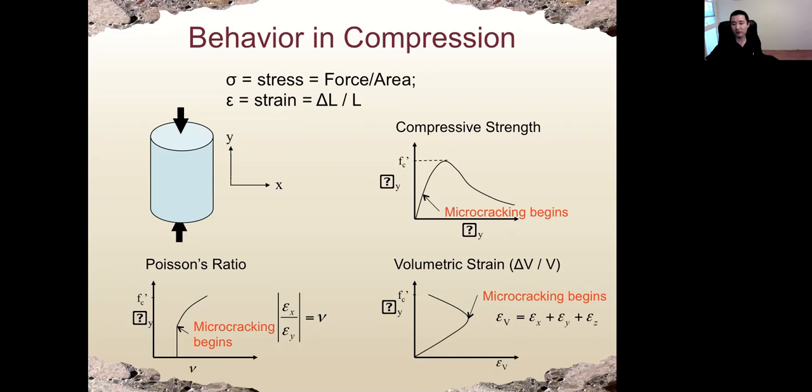The volumetric strain, which is defined as the change of the volume of the specimen over the original volume of the concrete, is calculated like this. The volumetric strain epsilon V is equal to the strains in the x, y, and z directions added together. Remember, the sign of the strain could be positive or negative. Under compression, we call it positive. Under tension, we call it negative. So you can use this equation to estimate the volumetric strain.